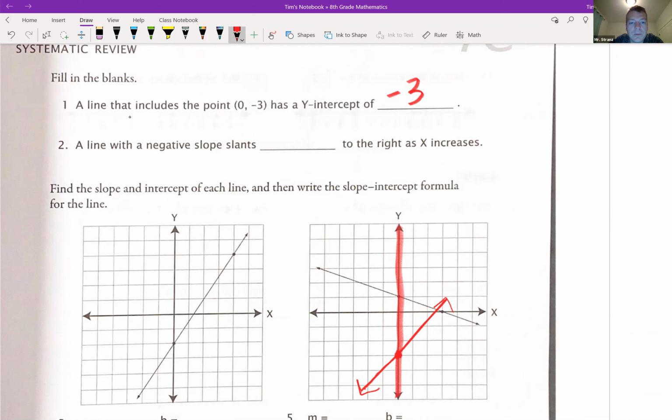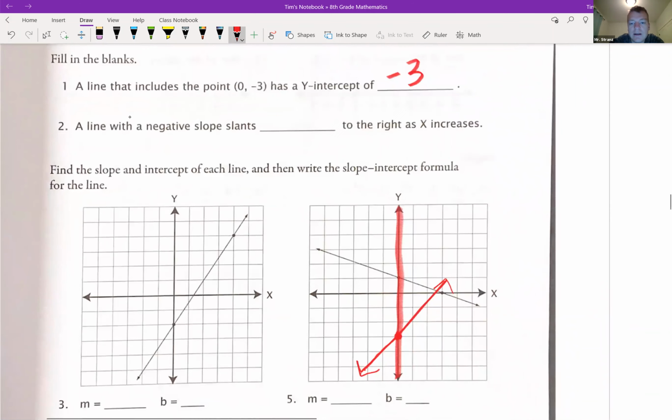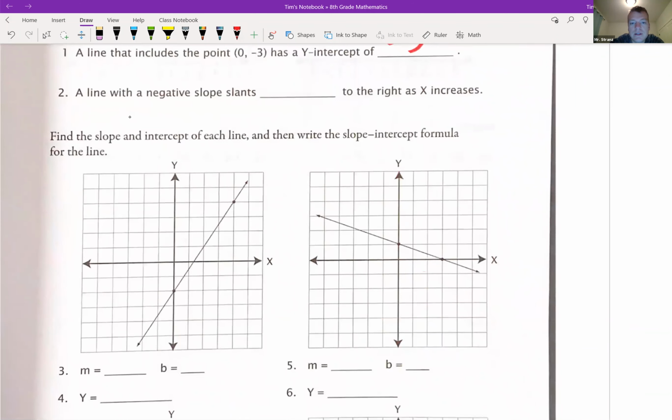Okay, a line with a negative slope slants, right? So if you have a negative slope, it's going to slant down to the right as x is getting bigger. So you notice here, this point right here, x is 3. Look at the point if you go about right here, x is 5, and it's going to keep getting bigger because this line is going to go on forever. Okay.